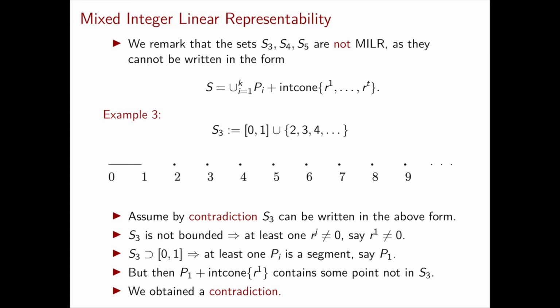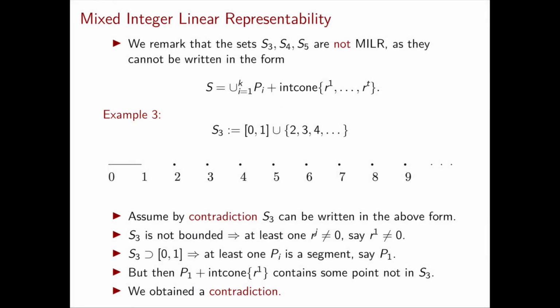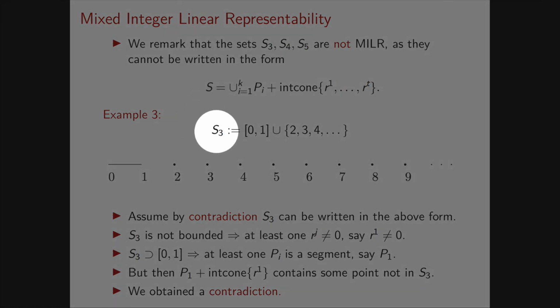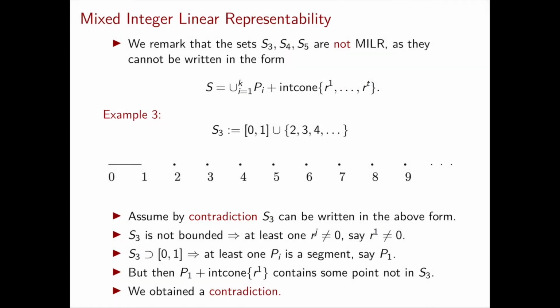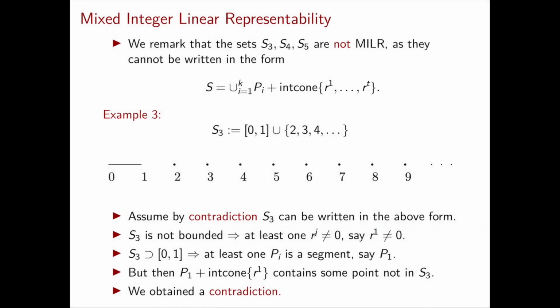Before the theorem, we saw three examples of sets that are not mixed integer linear representable, which means, due to our theorem, that they cannot be written in this form as the union of finitely many polytopes plus the integer cone of finitely many integer vectors. So let's see now, we should be able to prove that, for example, our S3 is not mixed integer linear representable. So how can we do it? Now that we have our characterization, we can indeed. So we prove it by contradiction. So let's assume that S3 can indeed be written in this form.